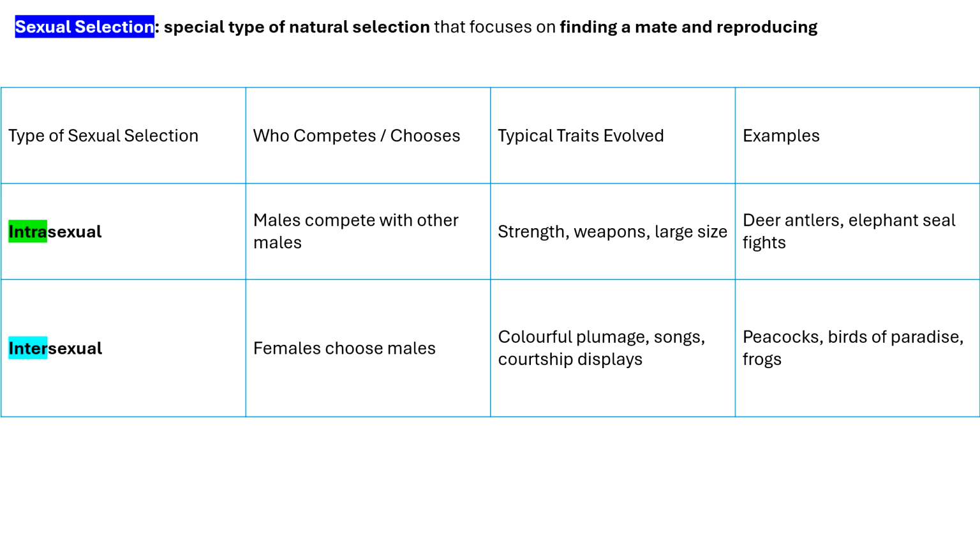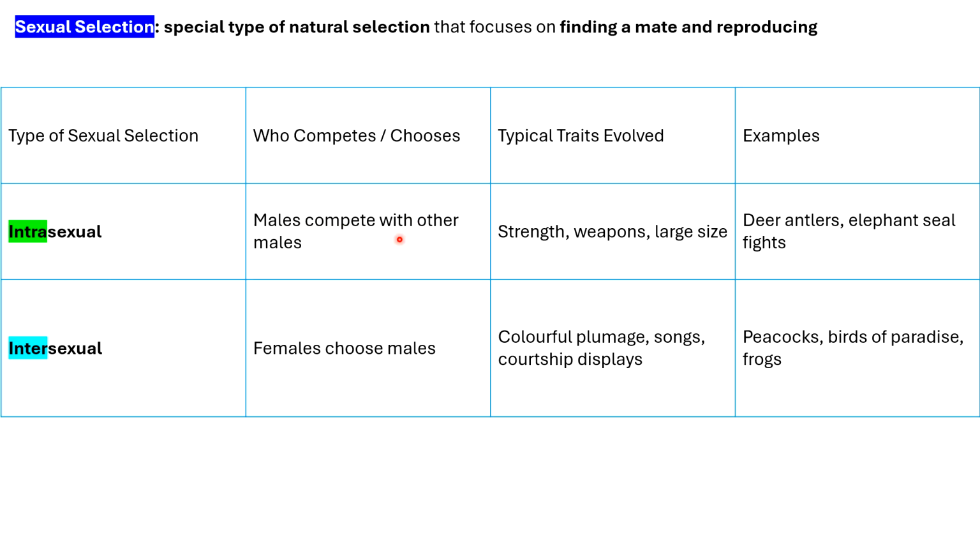Sexual selection, if you do psychology, you'll know what this is, right? A special type of natural selection that just involves finding a mate and reproducing. There's two types. There's intrasexual, intra within the population. So this is males competing with other males. Well, actually, inter is actually within the population as well, but in a different way.